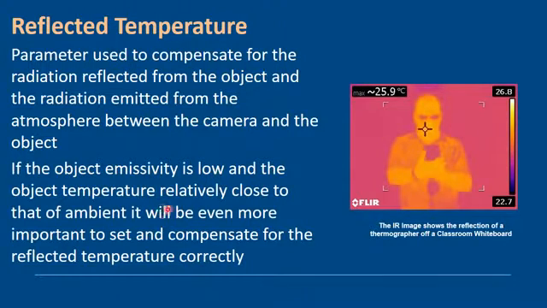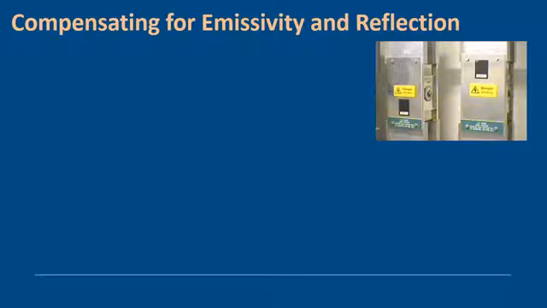So if an object's emissivity is low, and the object temperature is relatively close to ambient, it will be even more important to set compensation for the reflected temperature correctly. Me trying to measure the temperature of this whiteboard with my reflection in there would be impossible. I would have to have someone in there with a known background. I'd need to know the background temperature, I need to know the emissivity of the material, or I standardise. So the way we can do that is by trying to compensate for how emissivity is affecting our image.